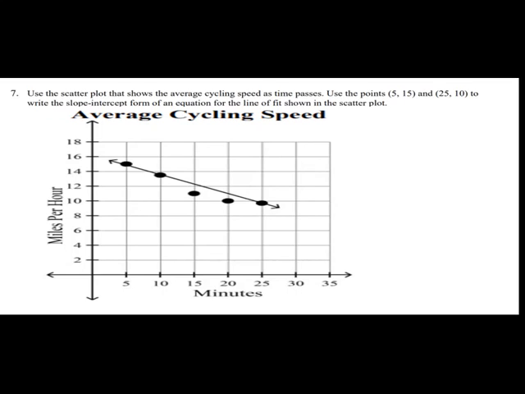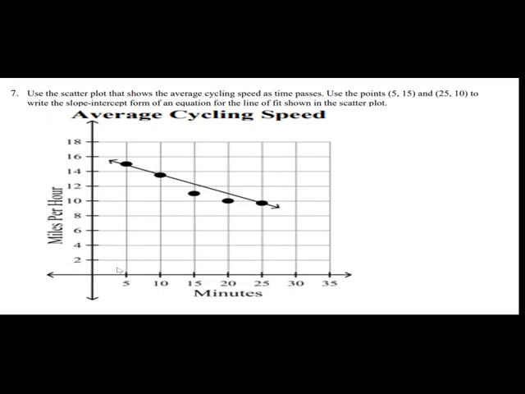The graph for the x-axis starts at 0. It goes all the way to 35 by 5. So it goes from 0 to 5, 10, 15, 20, 25, 30, 35, and it's labeled minutes. On the y-axis, it goes from 0 to 18 by 2s, and that's miles per hour. So it's 0, 2, 4, 6, 8, 10, 12, 14, 16, and 18.